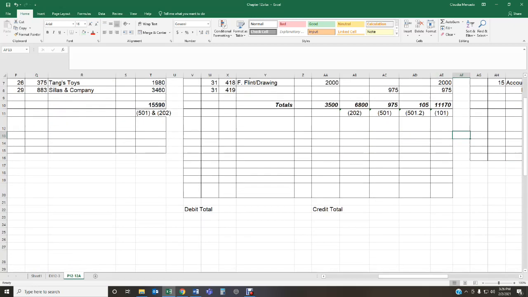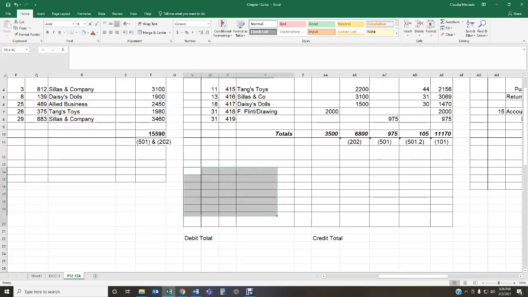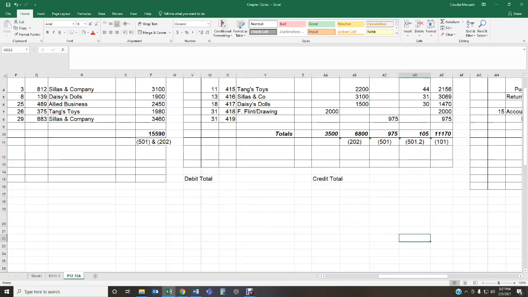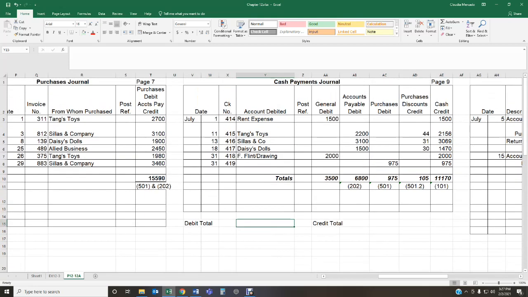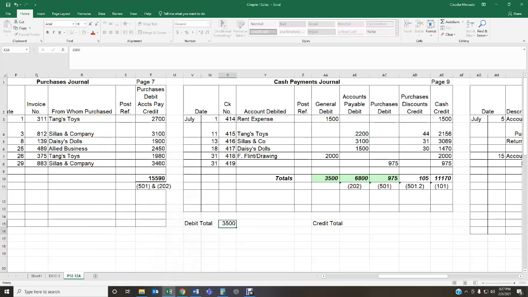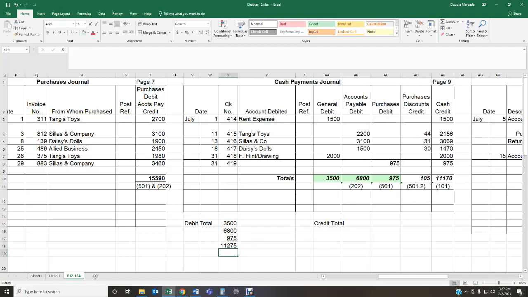Now, just to be on the safe side, let me go ahead and delete this. Okay, we're going to get our total debits. Now, my debits are these three numbers right here. So I've got three debits. That is going to be 3,500, 6,800, and 975. And then if we add them together, we get 11,275 debit total.